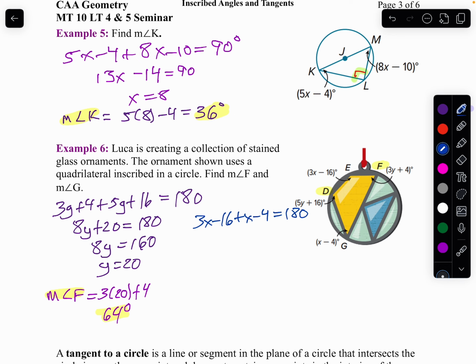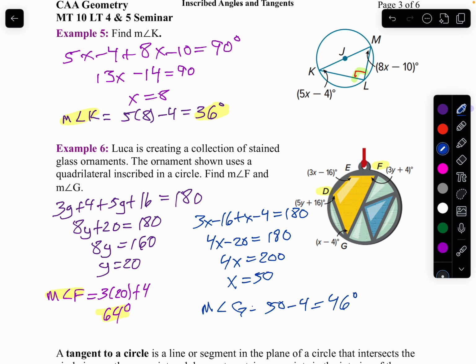And then if I combine those, I'll get 4x minus 20 equals 180. Add 20 to both sides. 4x equals 200. Divide by 4. X equals 50. Then to find the measure of angle G, I just substitute in 50. So I'll go 50 minus 4, and that will be 46 degrees. And we had to do two parts there, G and F.